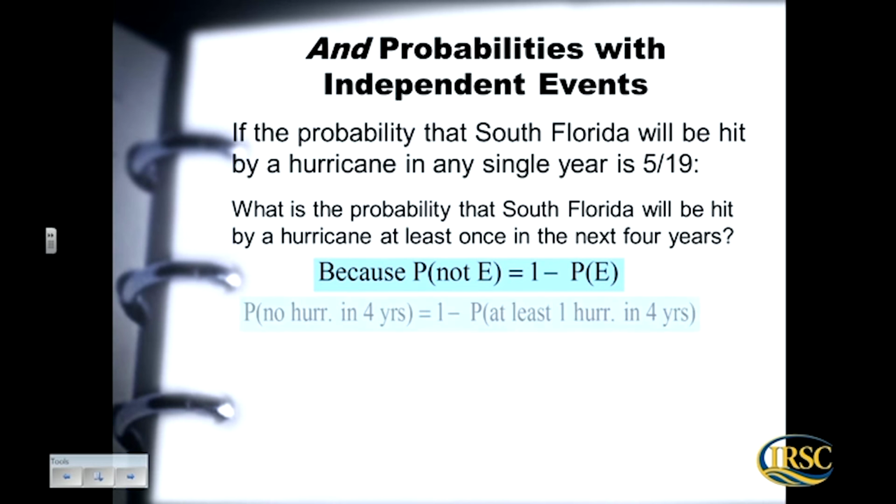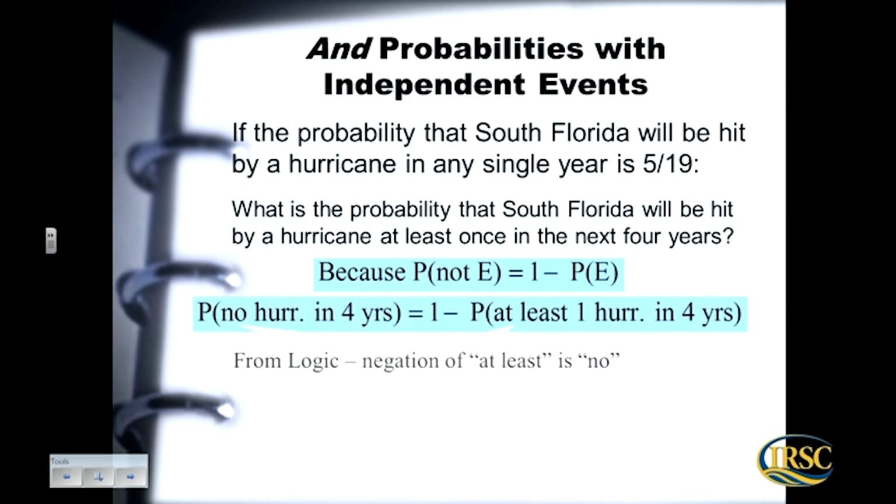So the probability of no hurricane in 4 years is the same as 1 minus the probability of at least one hurricane in 4 years because those are opposites of each other. It's either not going to happen at all or it's going to happen at least once. Okay, those are opposite events. And so that's how this formula actually helps us to figure it out.